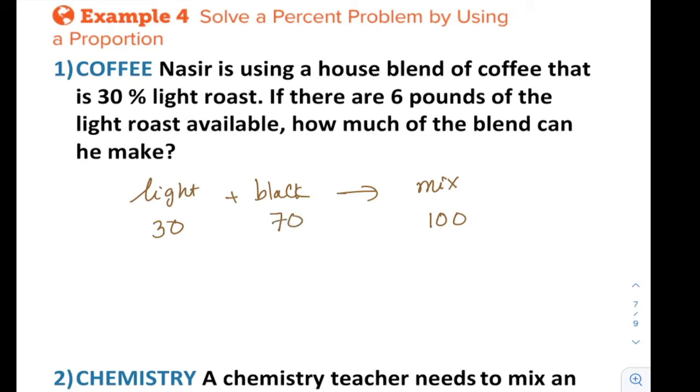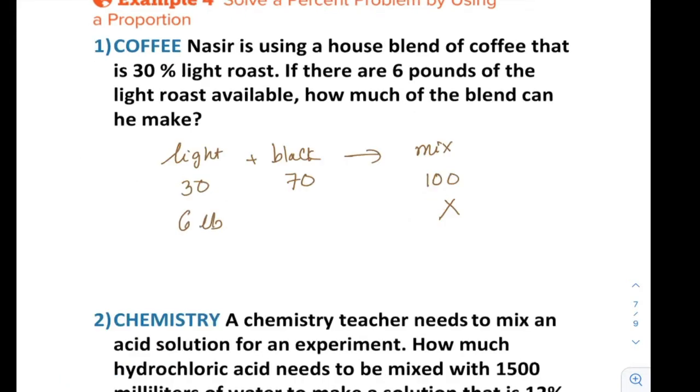If there are 6 pounds of the light roast available, so the availability is just 6 pounds here. So 6 pounds light roast. The question is, how much of the blend can he make? So he is asking about the mixture. How much? So I will put X. If the black one was required, we would put the X there, but it's not required.